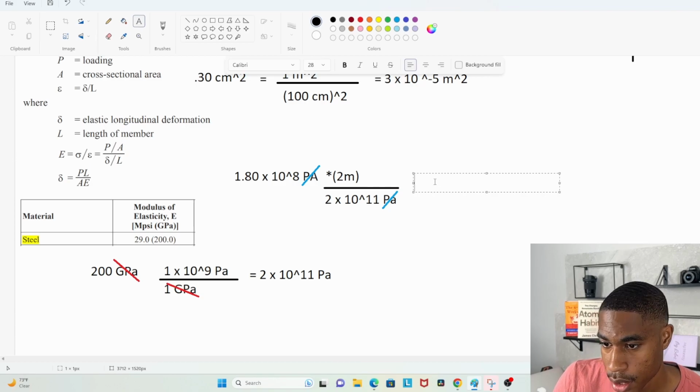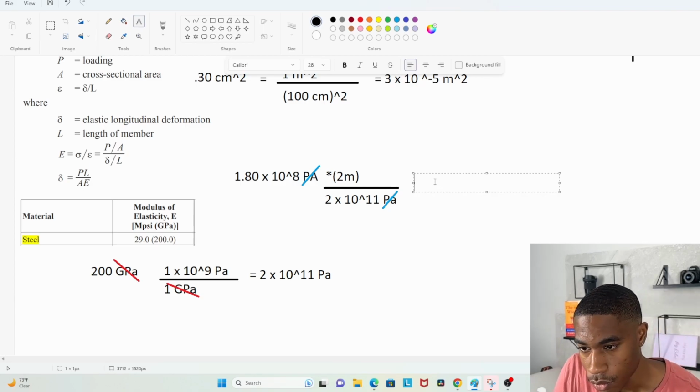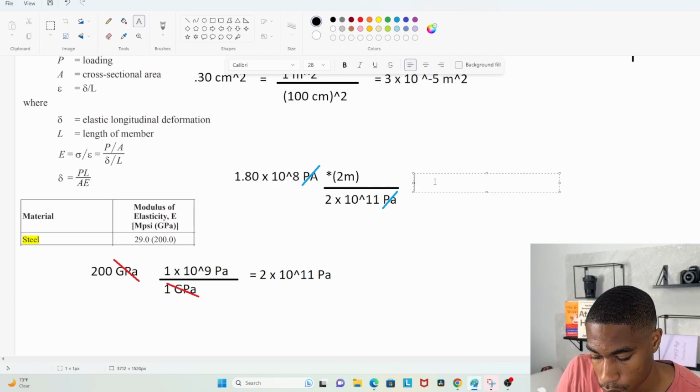Okay. So let's see here. 1.8 e to the 8. Let's see what it gives me here. Times 2 divided by 2 e to the 11.